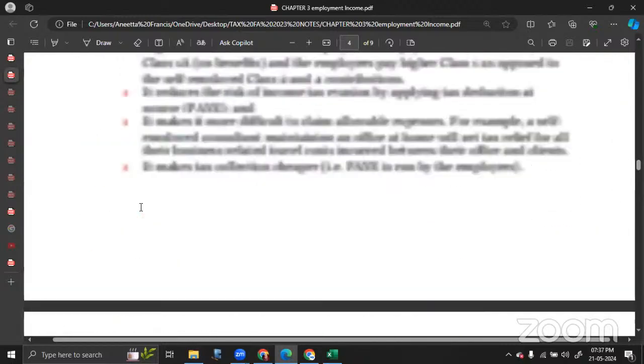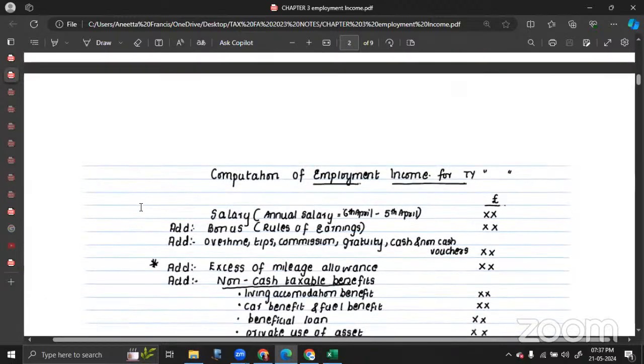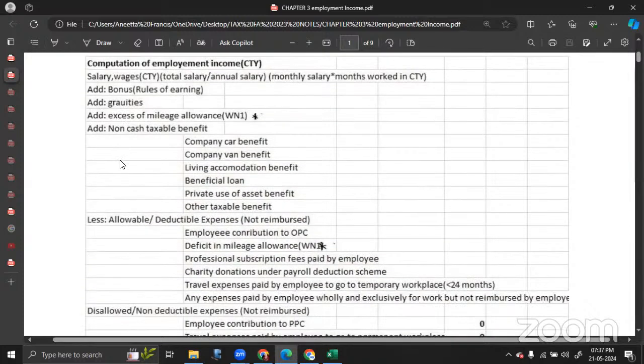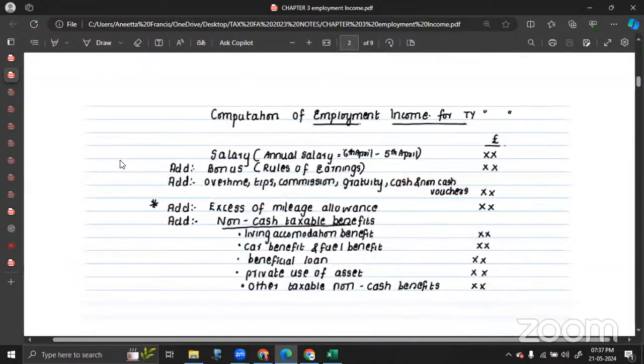Okay, so coming back to the main format. Gratuities can be added, and also the excess of mileage allowance. Say an employee used his own car for business or employment purposes. Keep in mind, he will get a reimbursement from the company. There is a statutory deduction from that reimbursement.